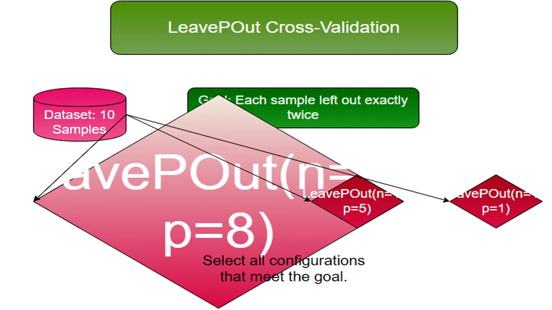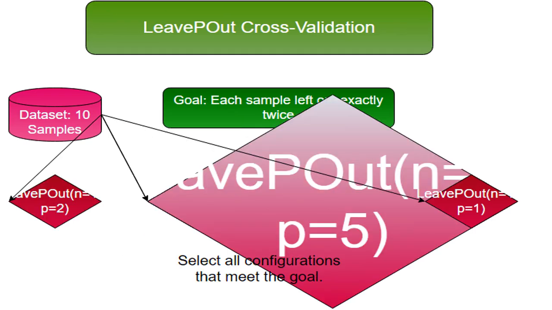In this case, we're leaving out 8 samples, P equals 8 from the 10 total samples, N equals 10. This essentially means that only 2 samples are included in the training set at any given time. Is this the same as leaving out 2 samples, and if so, why is it?